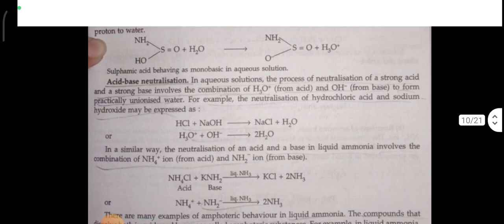Acid-base neutralization. In aqueous solution, the process of neutralization of a strong acid and a strong base involves the combination of H3O+ from the acid and OH- from the base to form practically unionized water. For example, the neutralization of HCl and sodium hydroxide may be represented as HCl + NaOH gives NaCl + H2O, or H3O+ + OH- gives 2H2O. In a similar way, the neutralization of an acid and a base in liquid ammonia involves the combination of NH4+ ion and NH2- ion.